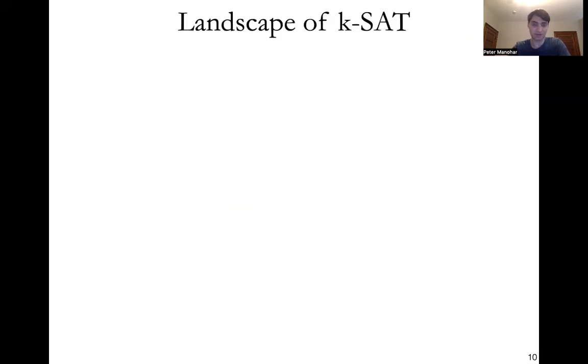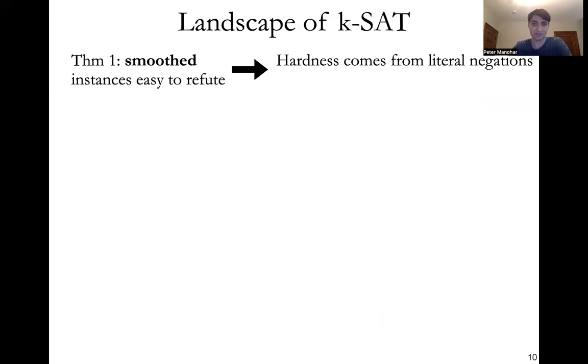Our theorem also has some interesting consequences for the landscape of k-SAT instances. Our theorem says that smooth instances, provided we're above this threshold, are pretty easy to refute. And in particular, this tells us that if an instance is hard to refute, then the hardness must only come from the literal negations. Because remember, this hypergraph was fixed. It was worst case in a smooth instance. Moreover, the hardness coming from the literal negations must be pretty brittle, because the small perturbation applied by the smoothing process is killing the hardness. It's making it easy to refute.